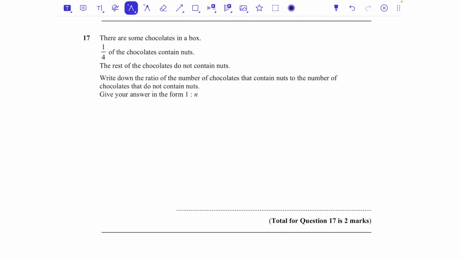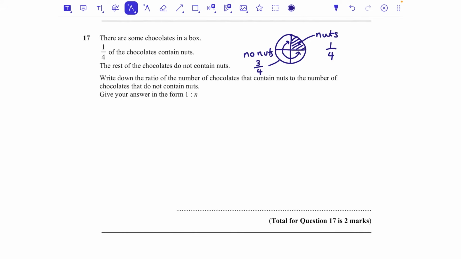So lots and lots of different ways you can do this, okay? If a quarter of the chocolates contain nuts, I'm going to draw this again. So if I've got a quarter that contain nuts, that looks like that. 1/4 is 1 out of 4. Then the rest do not contain nuts, and hopefully that makes sense if I say that that would be 3/4 have no nuts. So if 1/4 has nuts, then 3/4, the rest, would not have nuts.